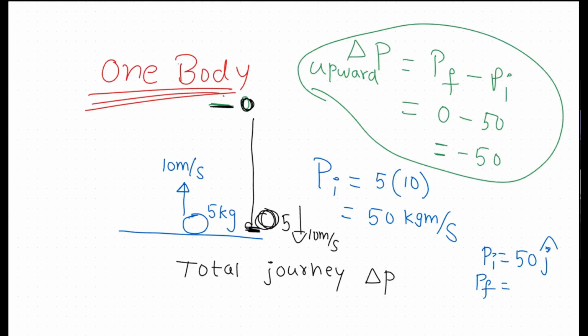But it will be minus 50 j cap, because now it is coming downward, right? So change in momentum is not zero. Change means what did I ask you to do? Don't add 50 j cap and minus 50 j cap. What you should do is P final, minus 50 j cap, minus P initial. Then the answer is minus 100 j cap. If you don't want to tell j cap, you can tell simply the magnitude of change in momentum is 100.